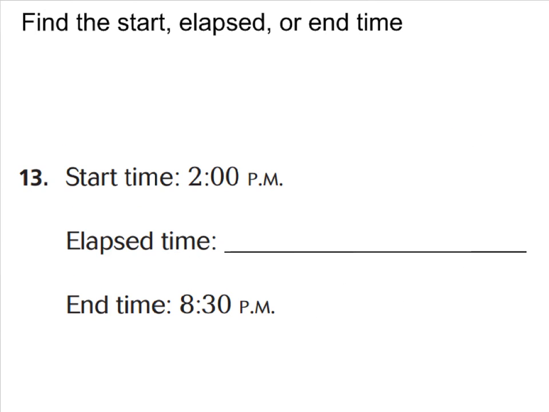All right, let's take a look at question 13. We're going to find the elapsed time. Now we are given the start time. Our start time is 2 o'clock p.m. So let's go ahead on our number line and write 2 o'clock p.m. Now we don't know how much time has passed. That's what we're looking for. But we do know the end time is 8:30 p.m. So I will write 8:30 right on this line.